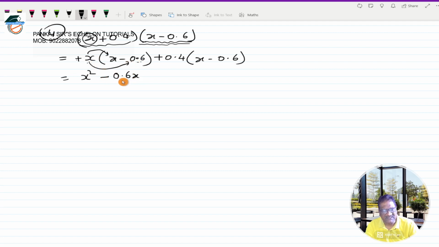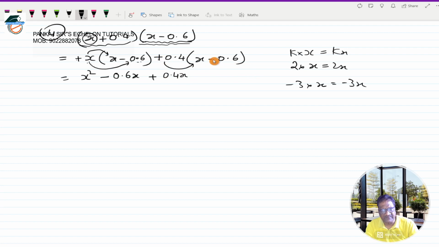0.6 into x is 0.6x. Okay, so any number k multiplied by x will give you kx. For example, 2 multiplied by x will give you 2x, minus 3 multiplied by x should give you minus 3x. So 0.6 multiplied by x will give you 0.6x. Now you have to proceed here also. So 0.4 into x will be plus 0.4x.